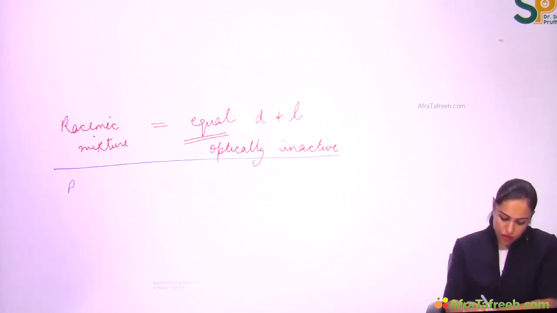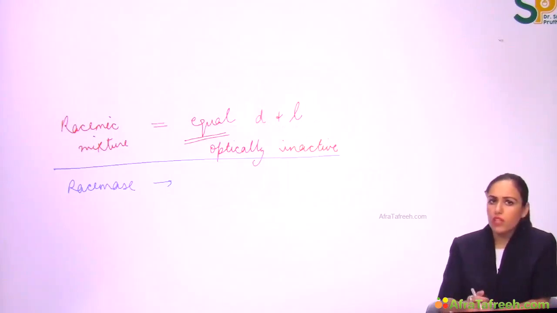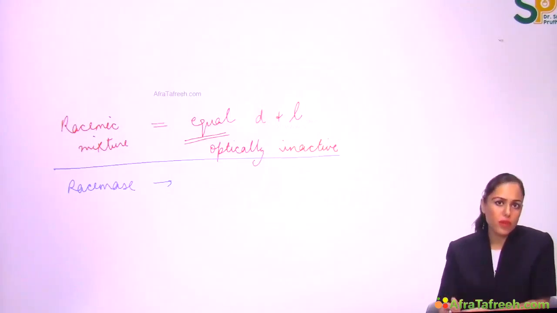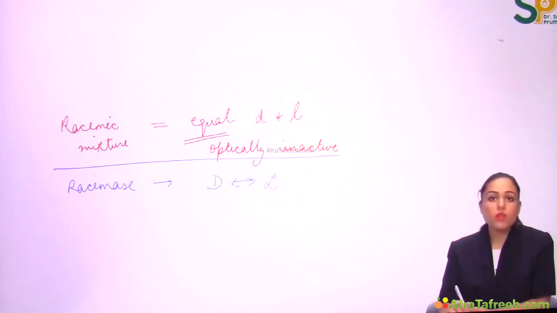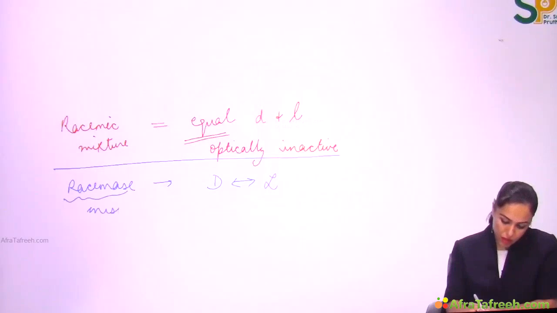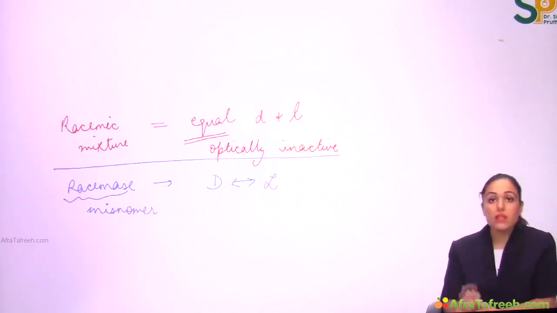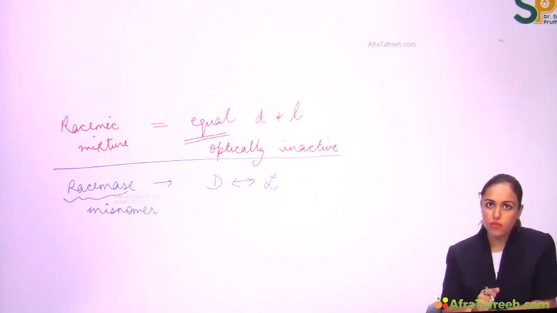Now let's see what is racemase enzyme. Racemase enzyme is that enzyme which interconverts the two isomers? Small d small l or capital D capital L? You tell me. See, racemase enzyme is that enzyme which interconverts capital D capital L into each other, not small d small l. The name racemase is a misnomer. Don't go by the name. The name is misguiding you, right? So I repeat, a racemic mixture is equal small d small l, but racemase enzyme is that enzyme which interconverts capital D capital L into each other, right?